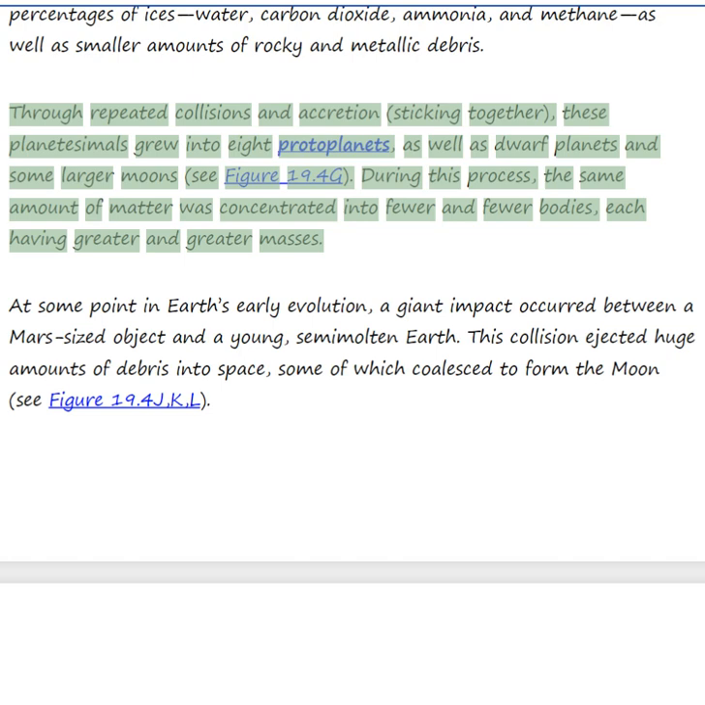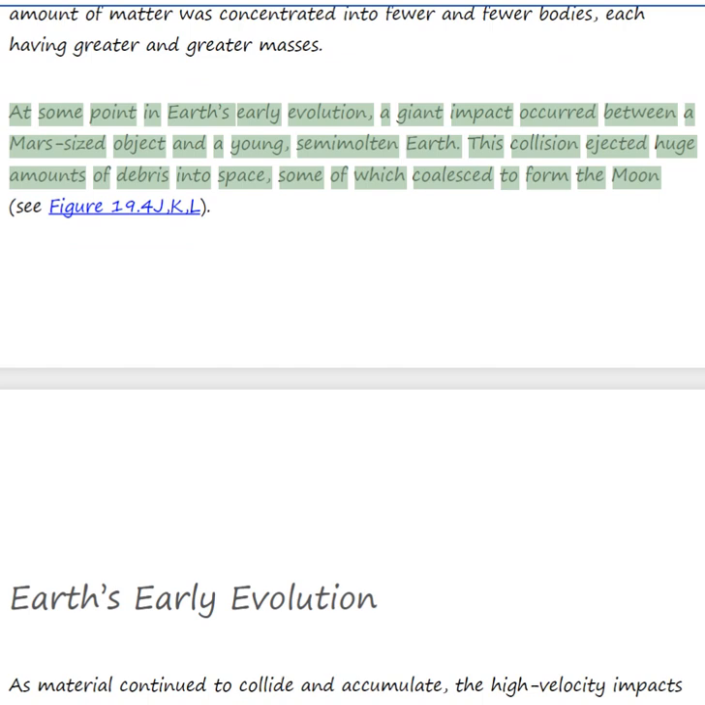During this process, the same amount of matter was concentrated into fewer and fewer bodies, each having greater and greater masses. At some point in Earth's early evolution, a giant impact occurred between a Mars-sized object and a young, semi-molten Earth. This collision ejected huge amounts of debris into space, some of which coalesced to form the Moon.